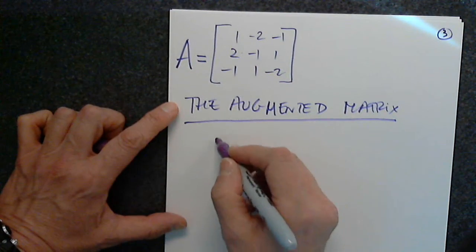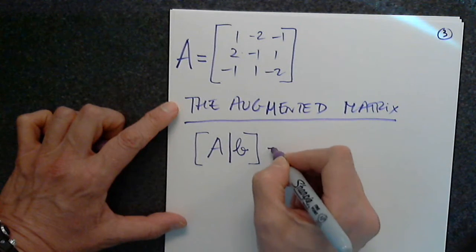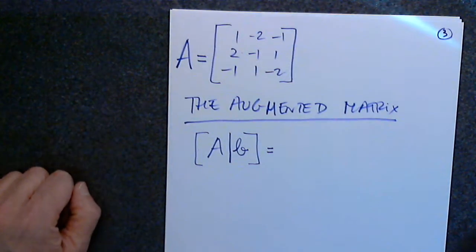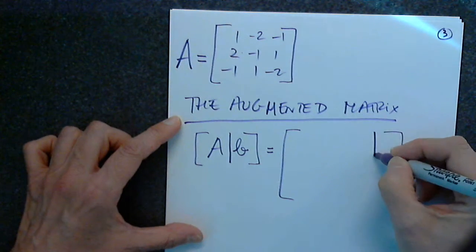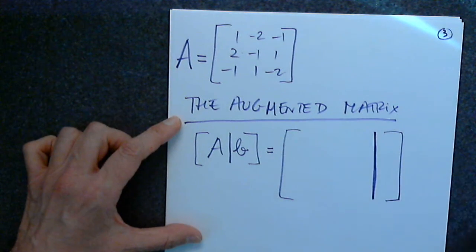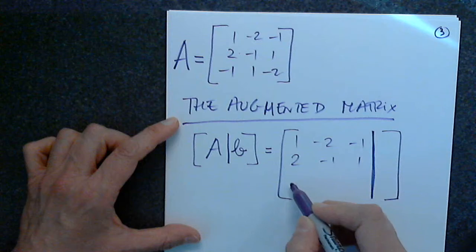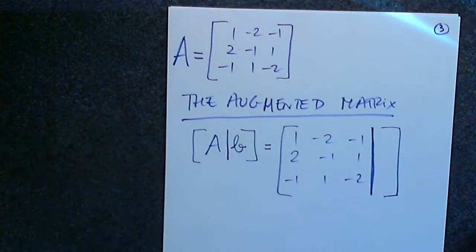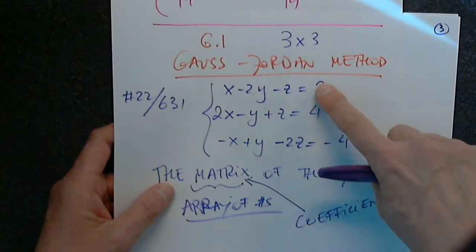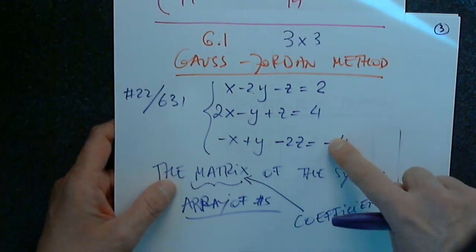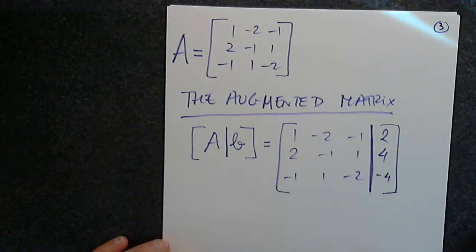So see a vertical bar, a lowercase b, in brackets. What does this mean? It's the same matrix A from before, with the bar towards the right-hand side. I copy the matrix: 1, -2, -1, 2, -1, 1, -1, 1, -2. But now I will augment it by the free terms: 2, 4, -4.